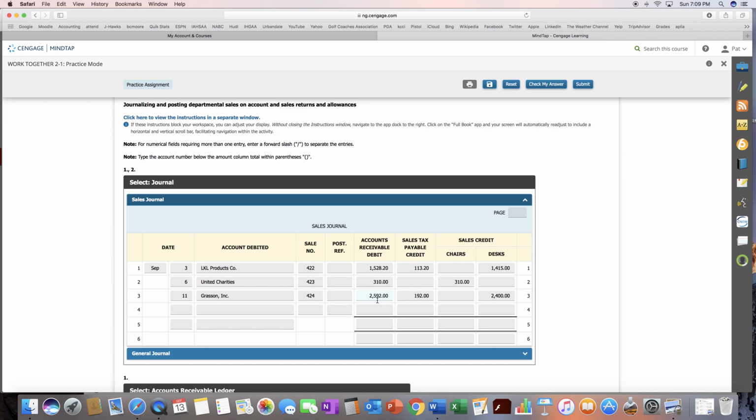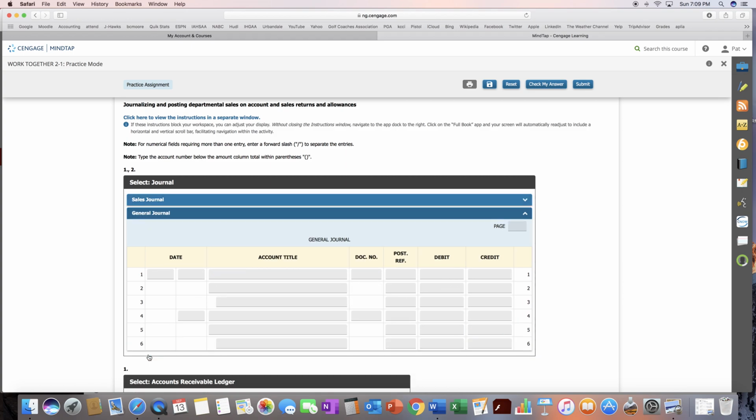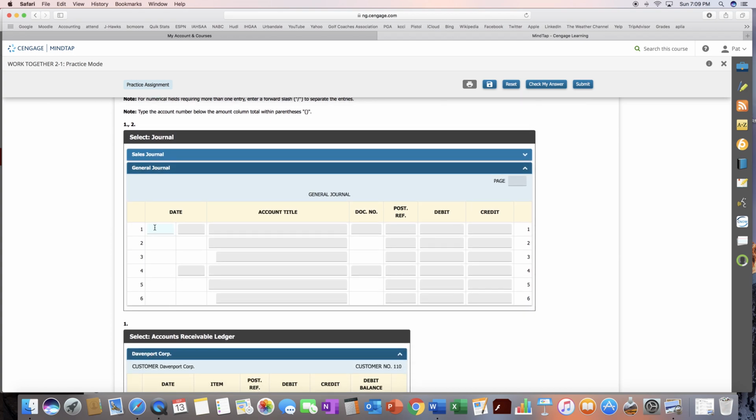This credit plus this credit equals this debit. Okay. All right. The 16th, it says granted credit to Gleason for one of the desks. So $800, it says, plus sales tax. So we go to the general journal, and this is the first one. So we do September. Oh, I think I got to put a T there.